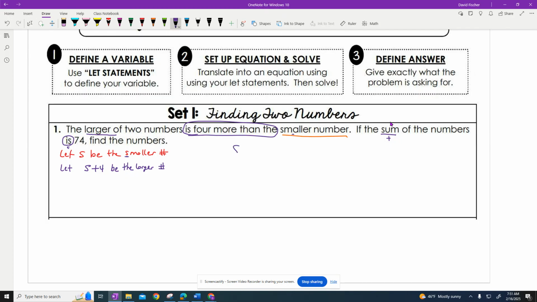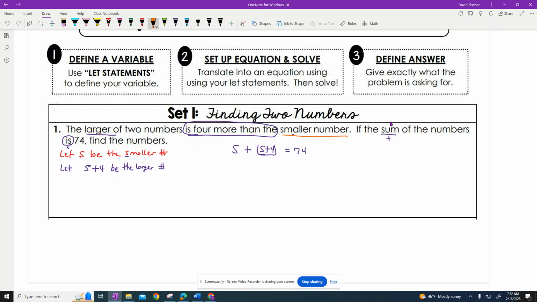So if I said S is the smaller number, and I want to add S plus 4, because that's the larger number, and sometimes I'll put that in parentheses. I don't really need the parentheses, but I know there's the smaller number, there's the larger number, and it equals 74. And so there's our math problem. Okay? It takes some practice.